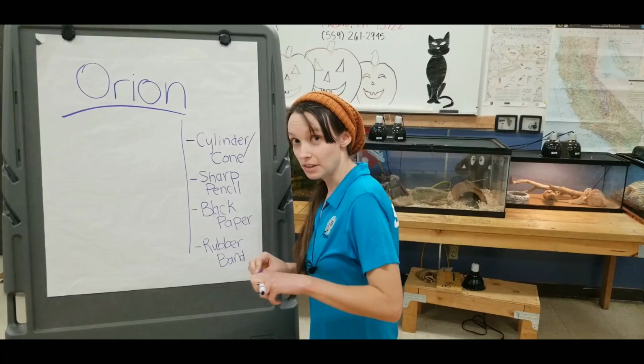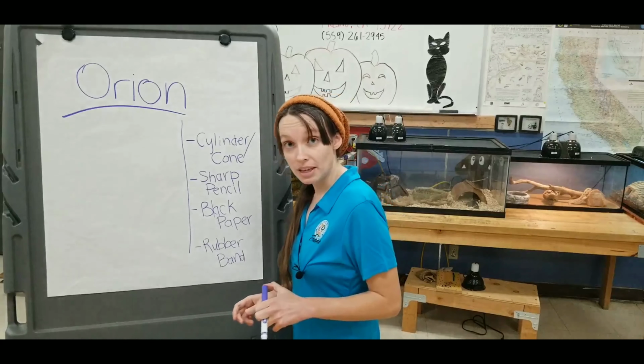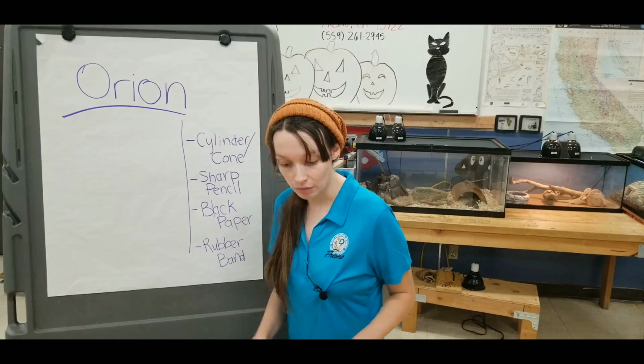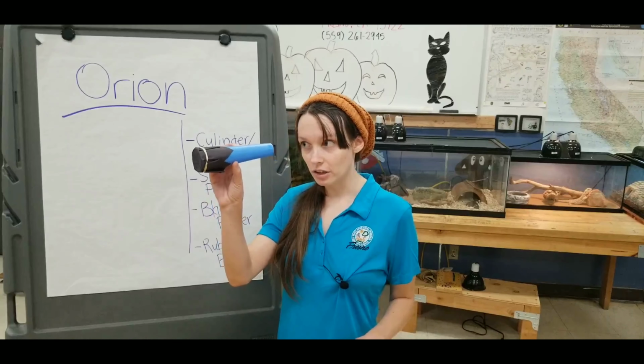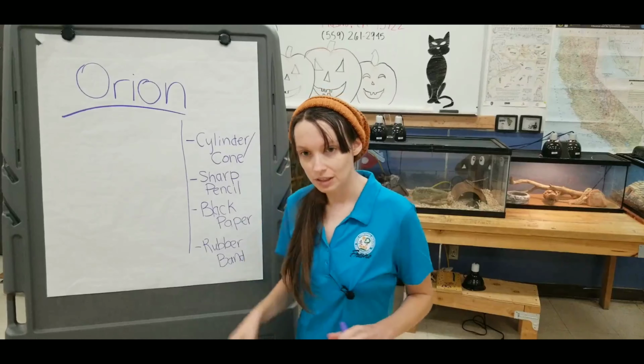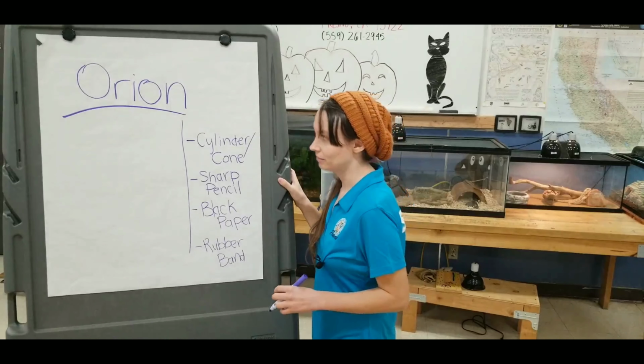So I kind of said this earlier, but we're going to be making this backwards. So when you're poking these holes, you're going to poke them backwards so that when you look through your constellation scope, you're going to see the constellation forward. It's going to make a mirror image.